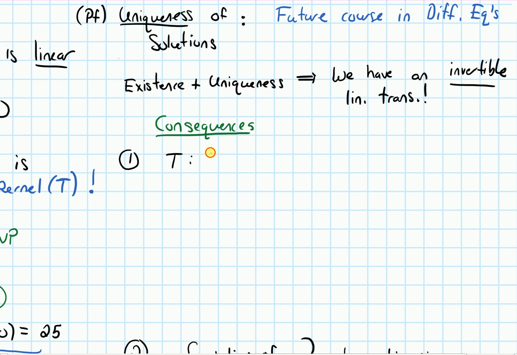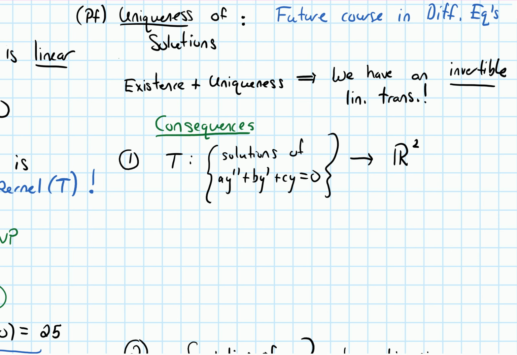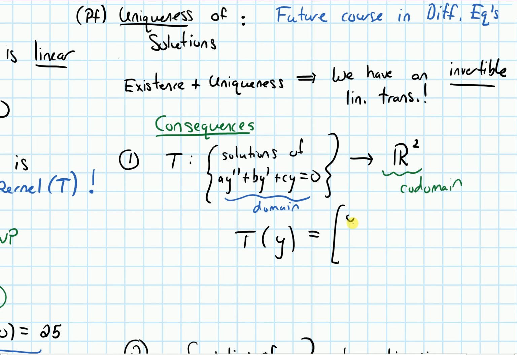So let's say that T is a transformation that takes in solutions of our differential equation ay double prime plus by prime plus cy equals 0. And it outputs things in R2. So this is our domain right here, the solutions of our differential equation. And our codomain is vectors in R2. And the linear transformation is going to take in a function that's the solution to this differential equation, and it's going to output the initial values. It'll output y of 0 and y prime of 0.